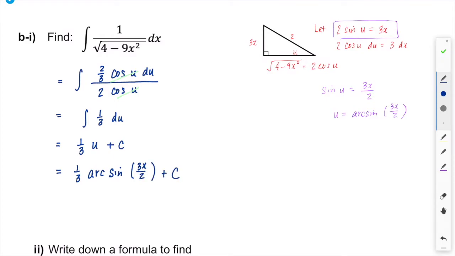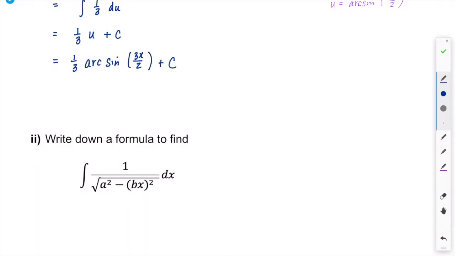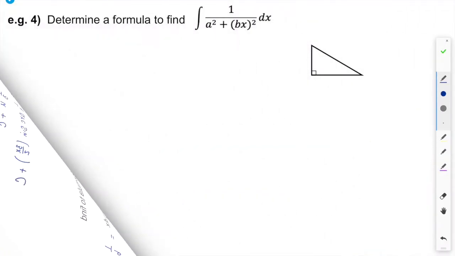Okay. So now we just have to make some adjustments to that general formula that we have stated earlier. Let's try to match up part 2 to part 1 here. We notice that this integral becomes 1 over b arc sine bx over a plus c. So this is a more general form of this particular trig substitution for arcsine.